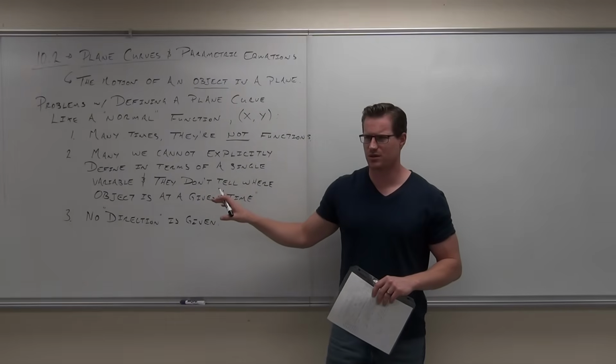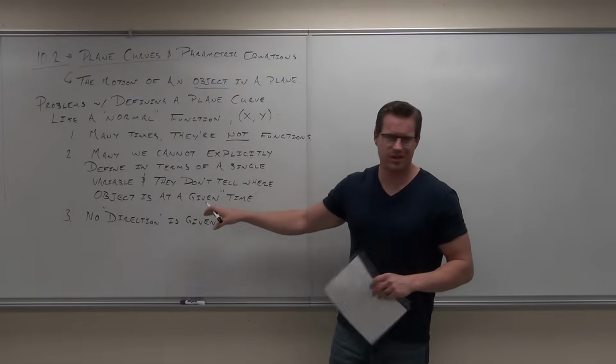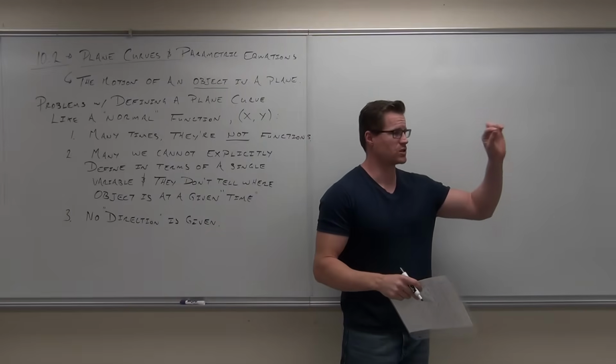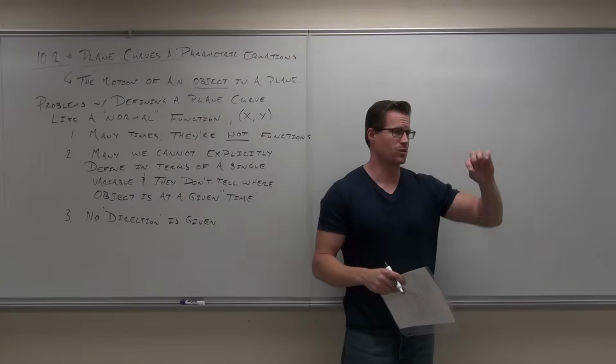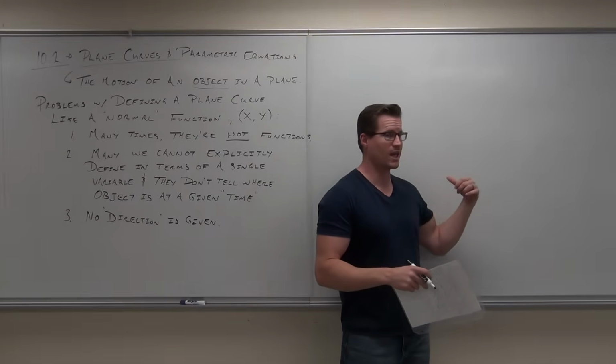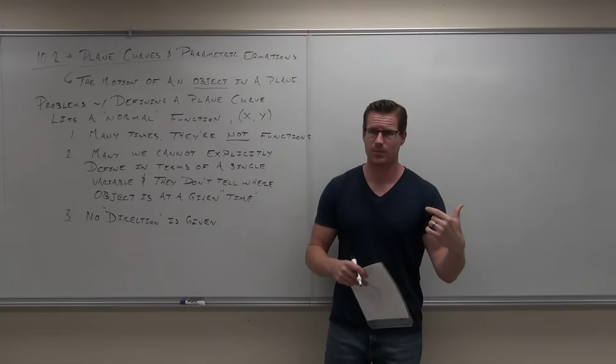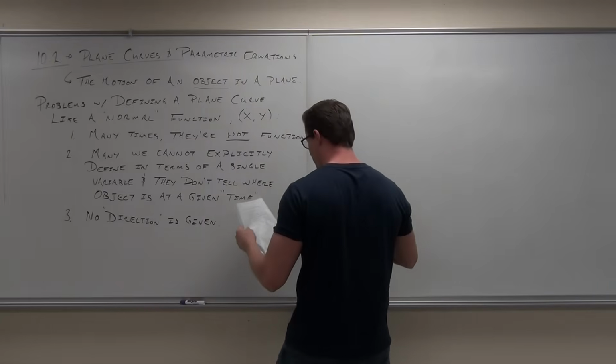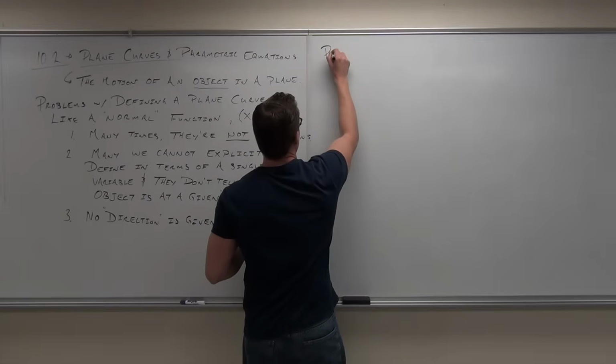Do you see the problems I was trying to show you here? They're pretty common sense if you understand what an object is doing when it's moving. You want to know where it starts, where it lands on the board. You want to know where it ends. You want to know when or where it is at any given time. And you want to know the direction that it traveled. So that's why we're going to do these parametric equations.